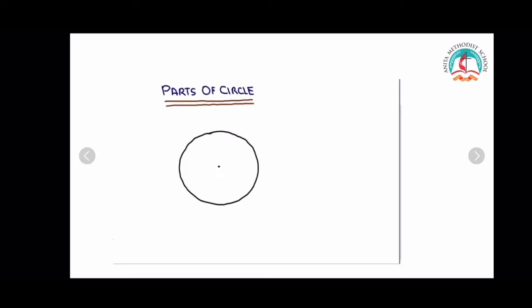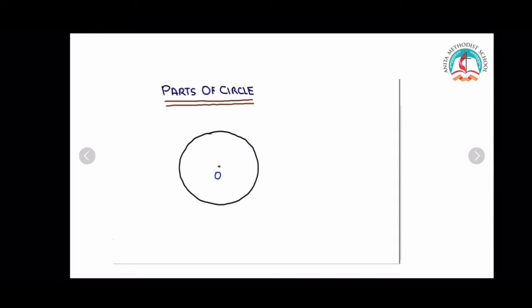Parts of the circle is a very important concept that you should have for understanding the circle or the problems related to the circle, that is, what are the basic parts of the circle. Please ignore this circle as it is hand drawn, but don't ignore the concept that I am going to share. So parts of circle start with, first of all, the center of a circle, that is O. This is the center of the circle.